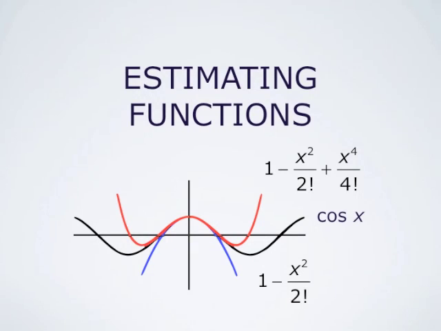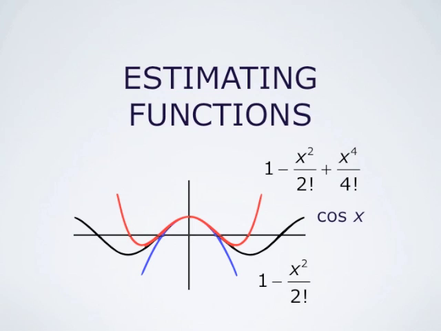Estimating functions. Using methods of differentiation, we may show, for example, that cosine of x is always bounded from above by 1 minus x squared over 2 factorial plus x to the fourth over 4 factorial, and from below by 1 minus x squared over 2 factorial.